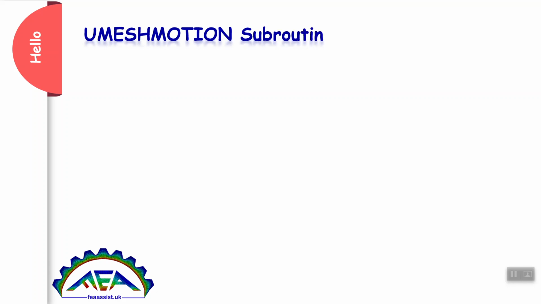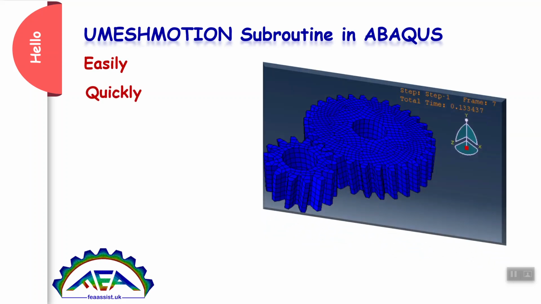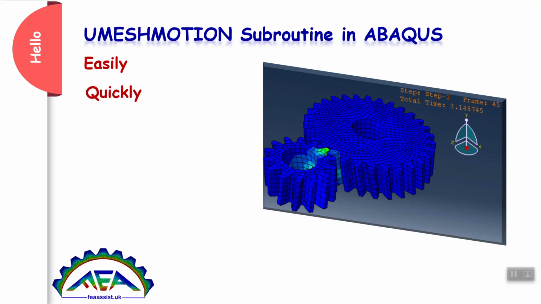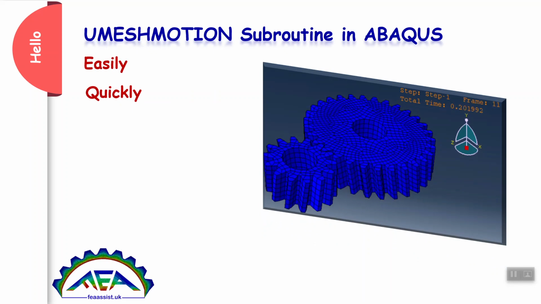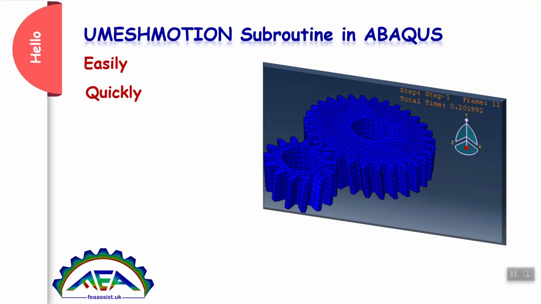Hello, do you want to learn the UMESHMOTION subroutine in Abaqus easily and quickly? Indeed, UMESHMOTION is a subroutine to define mesh displacement or mesh velocity in Abaqus. This subroutine is used mainly in ALE problems to prevent mesh problems in adaptive meshing. Stay with us.